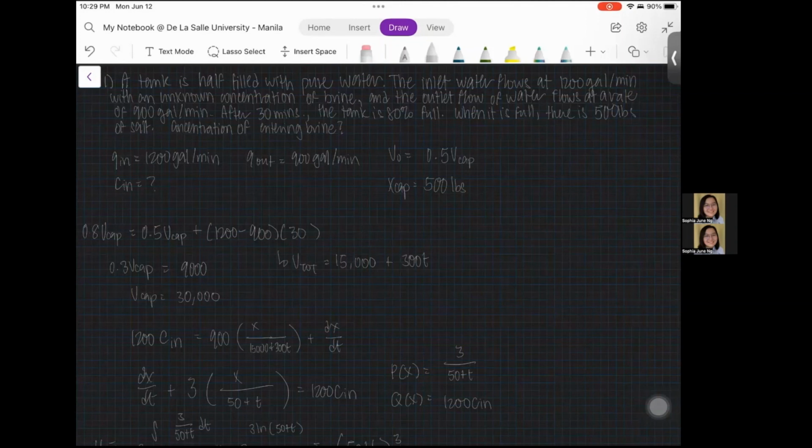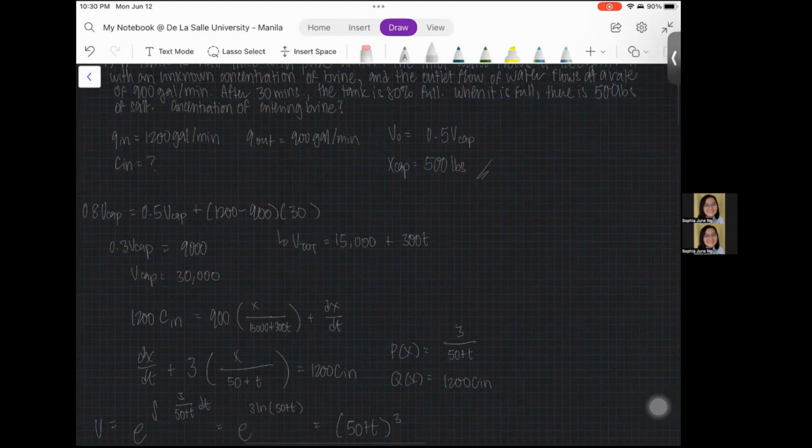Okay, so for our first example, a tank is half filled with pure water. The inlet water flows at 1,200 gallons per minute with an unknown concentration of brine, and the outlet flow of water flows at a rate of 900 gallons per minute. After 30 minutes, the tank is 80% full. When it is full, there is 500 pounds of salt. What is the concentration of the entering brine? Now, right here, I've written all of our givens.